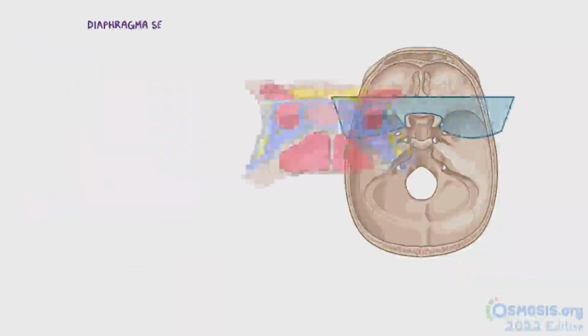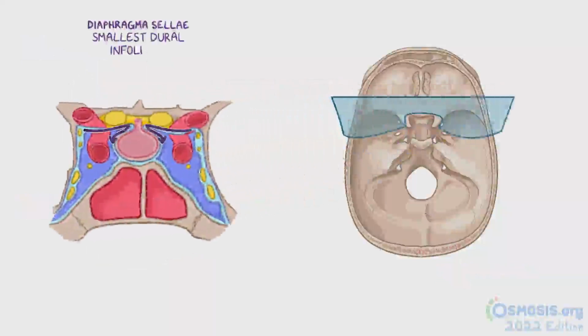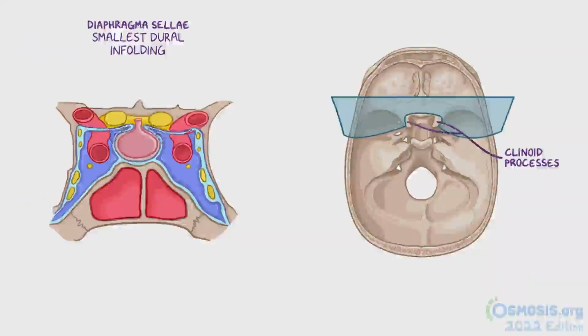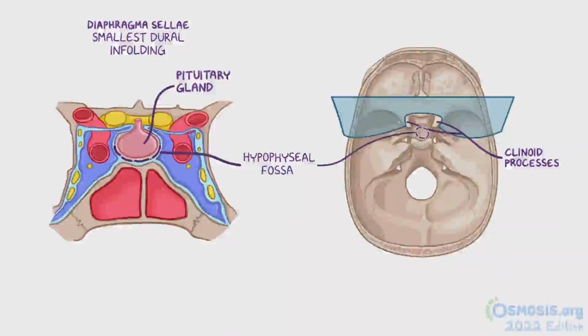The diaphragma sellae is the last and smallest dural infolding. It is a flat layer between the clinoid processes that forms an incomplete roof over the hypophyseal fossa of the sella turcica, which is a part of the sphenoid bone and contains the pituitary gland. The diaphragma sellae has a circular opening in the middle, which allows the passage of the pituitary stalk, or infundibulum, to connect the hypothalamus above to the pituitary gland below.